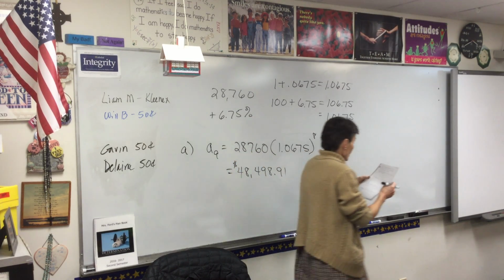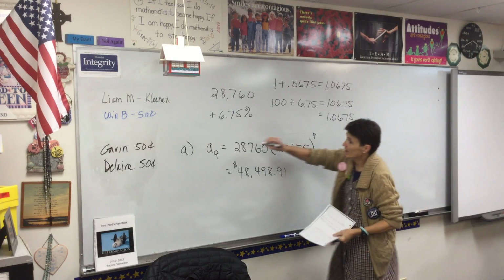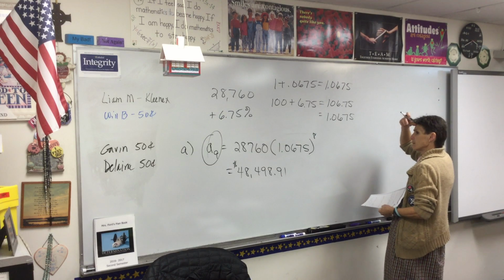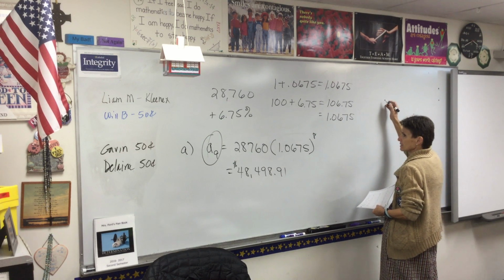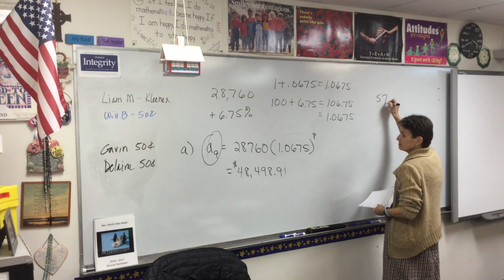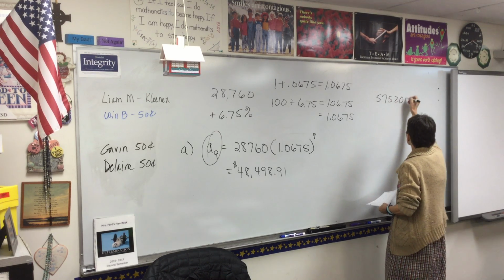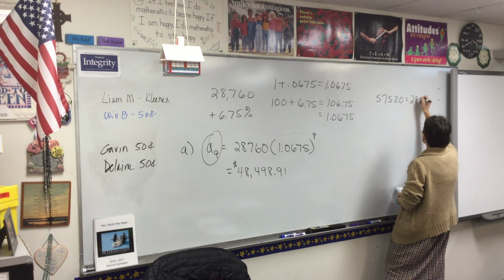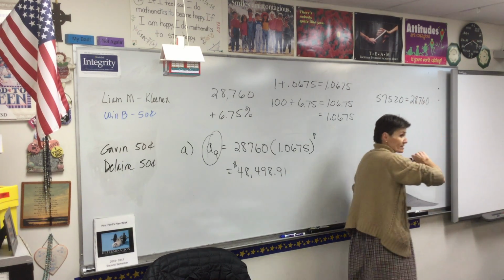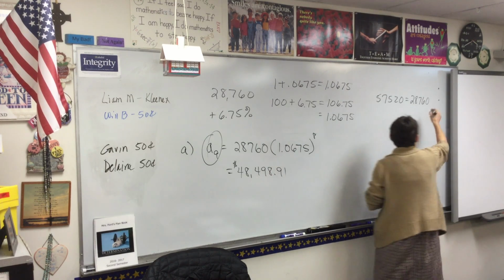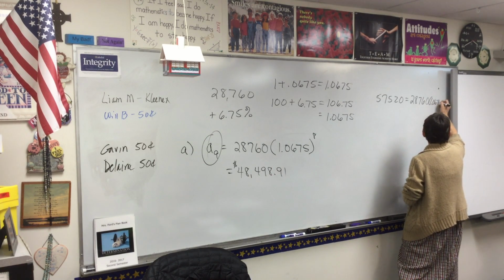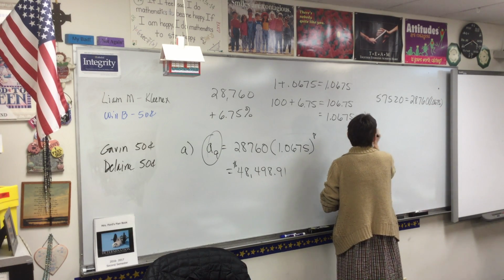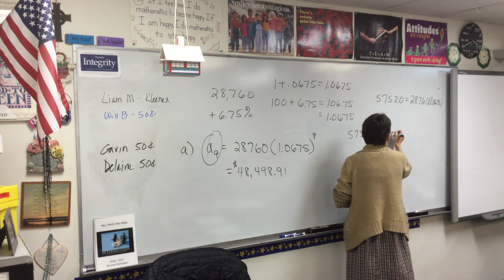We know we want him to end up with, we want this to be double that. So what is double 28,760? 57520. So we want him to end up with that. He's still starting with this. His ratio is still 1.0675. But now we don't know the exponent.